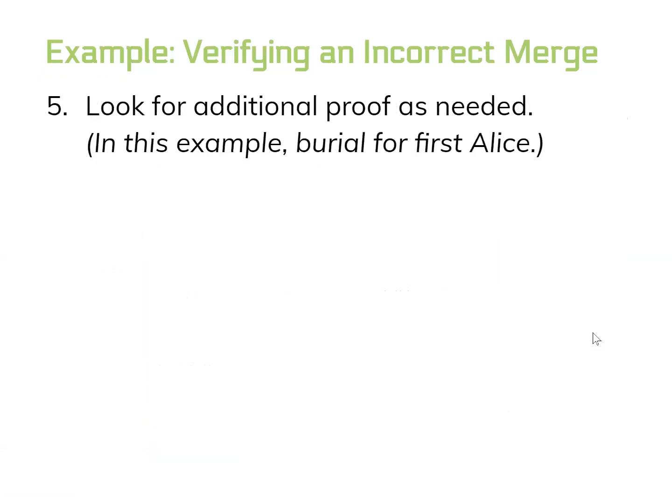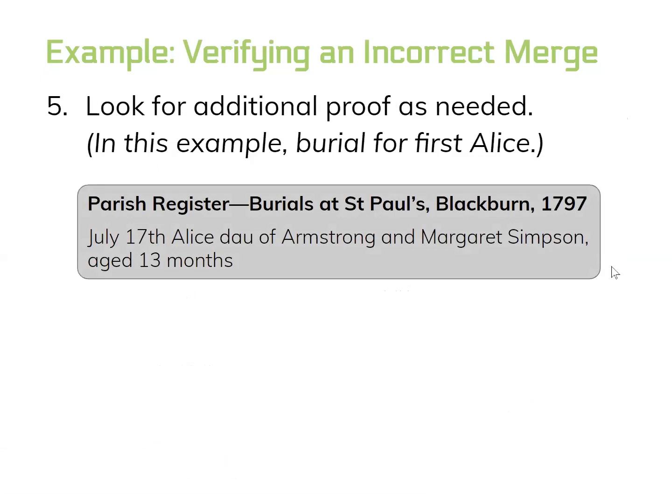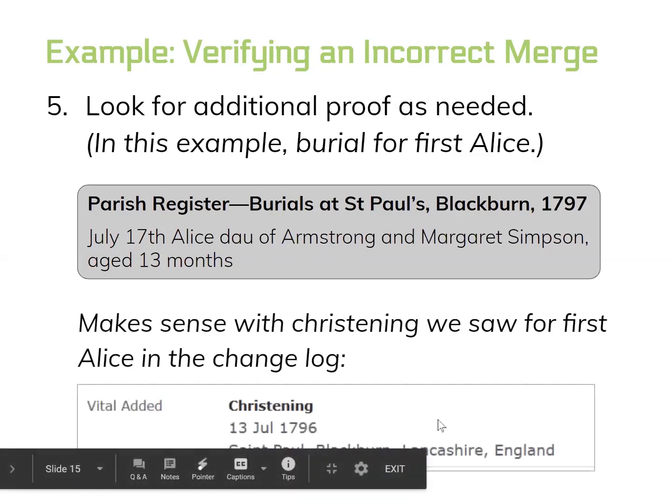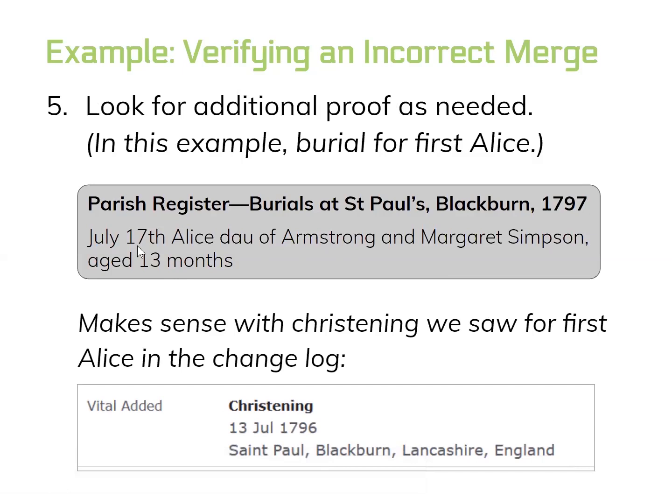So I turned to FamilySearch historical records, and guess what? In the parish register of burials for St. Paul's Blackburn, which is where the girls were christened, there was a death, a burial in 1797 for Alice, the daughter of Armstrong and Margaret. She was aged 13 months. So she died before her younger sister was christened. And this information fits with what we saw in the change log. So if she was christened in July of 1796, then most likely she was born within a month earlier of that time. And that completely adds up with that 13 months for her to be dying on July 17th of the following year. So we're now very comfortable that the first Alice died and that they are two separate people.